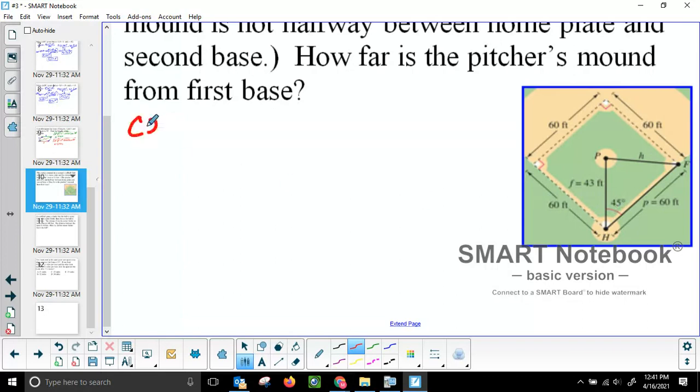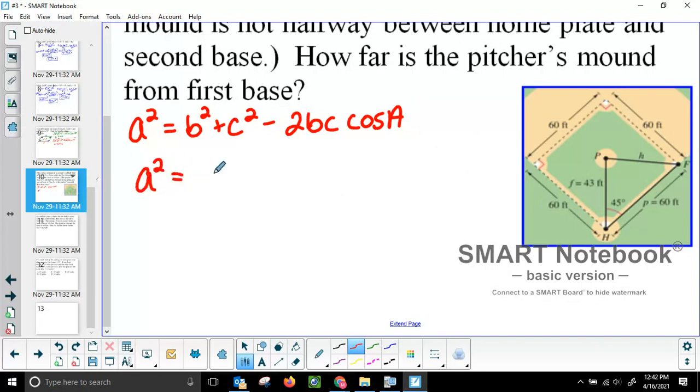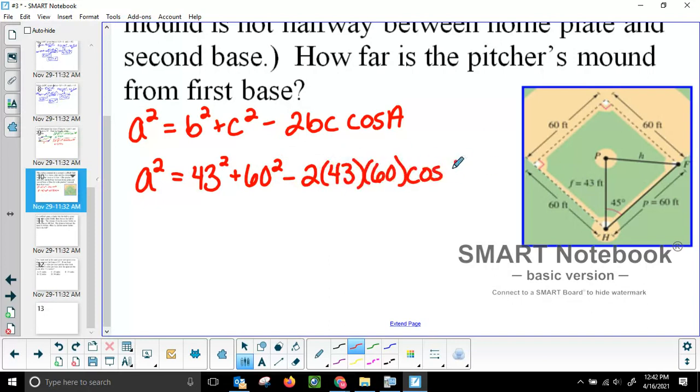So we are going to be using a squared is equal to b squared plus c squared minus 2bc times the cosine of angle A. And of course, my two sides are my B and C, doesn't matter which one you call which, and the included angle is my angle A. So A squared is equal to 43 squared plus 60 squared minus 2 times 43 times 60 times the cosine of 45 degrees.